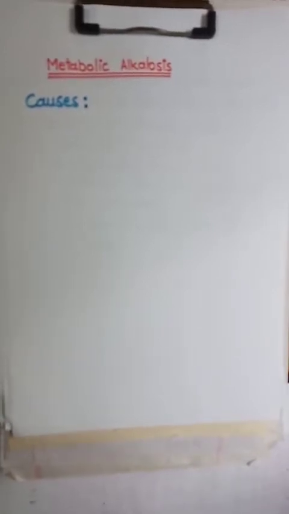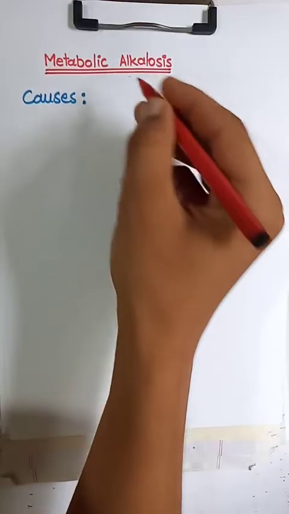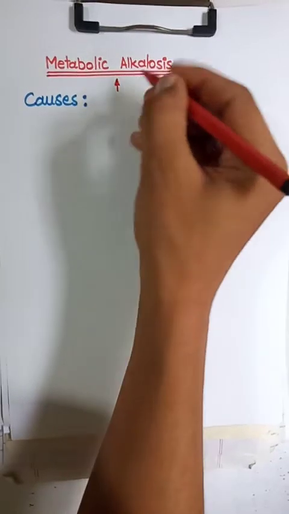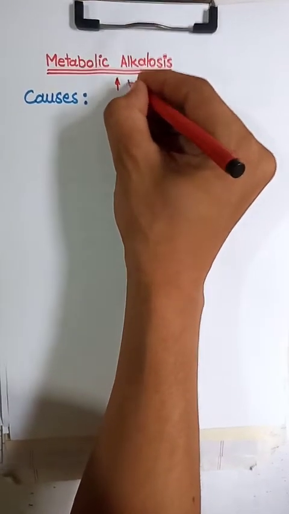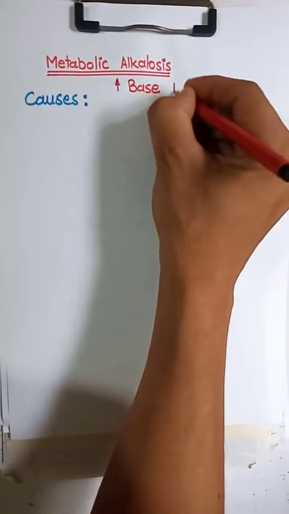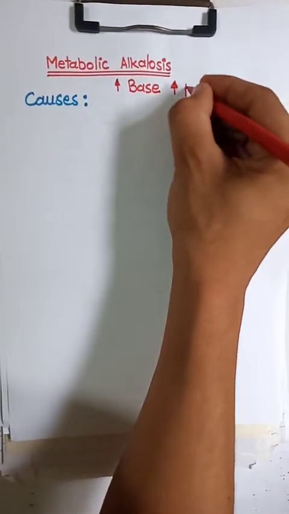This topic is for metabolic alkalosis. What occurs in metabolic alkalosis? In metabolic alkalosis, there is retention of base, and the pH of the body fluid increases.